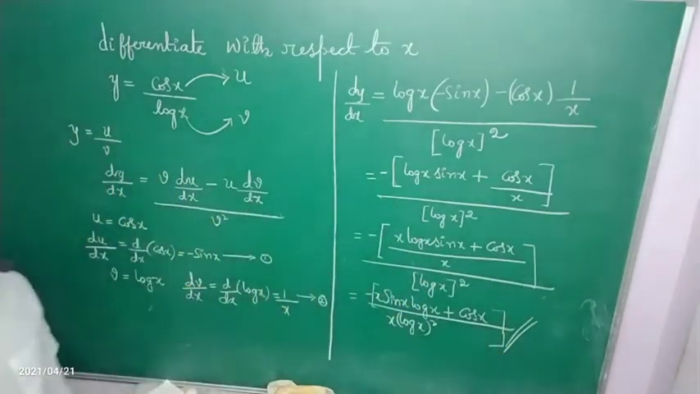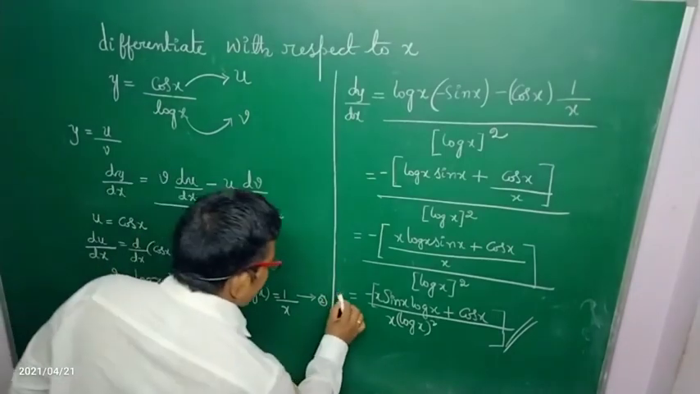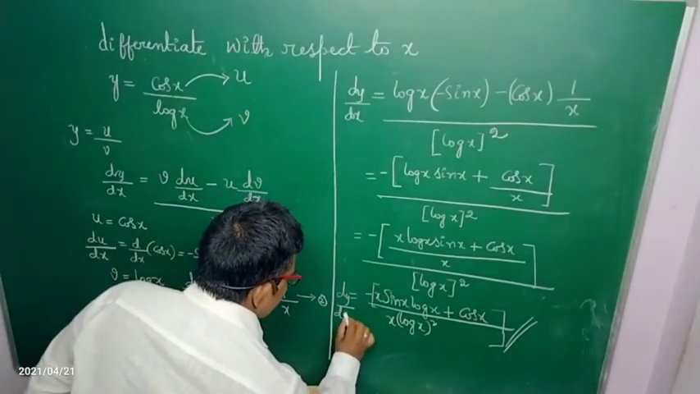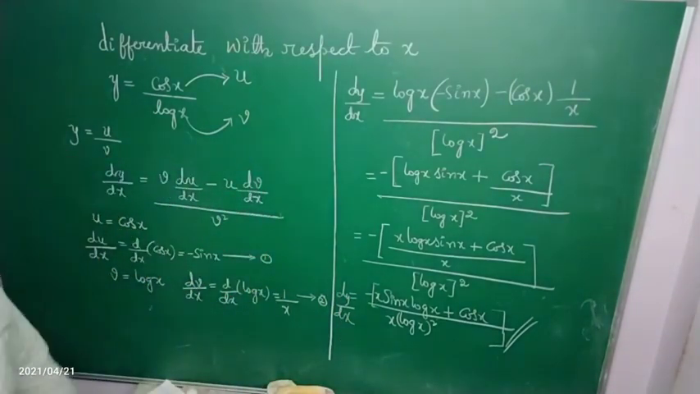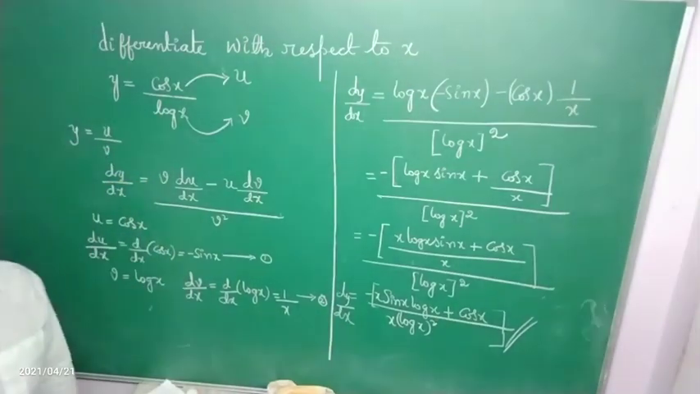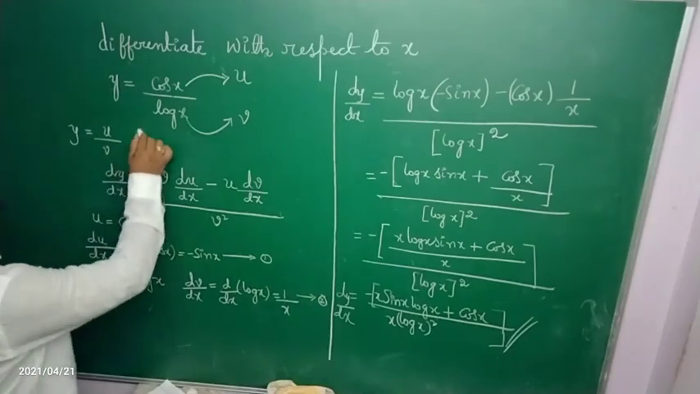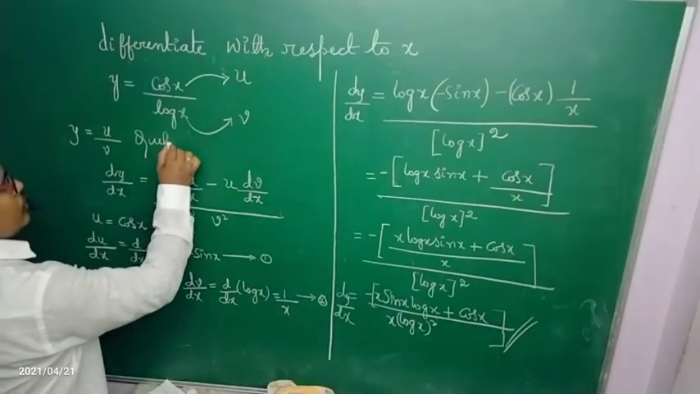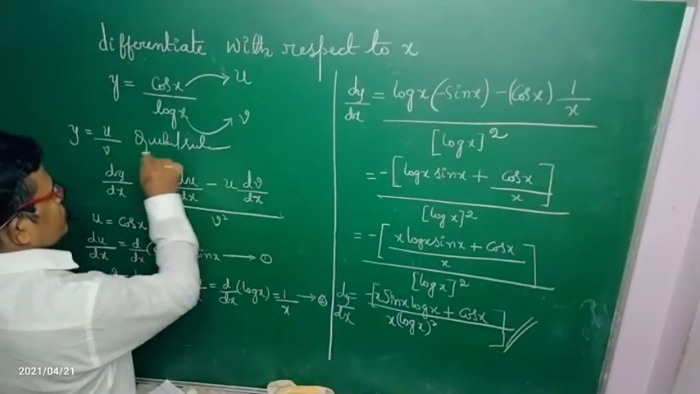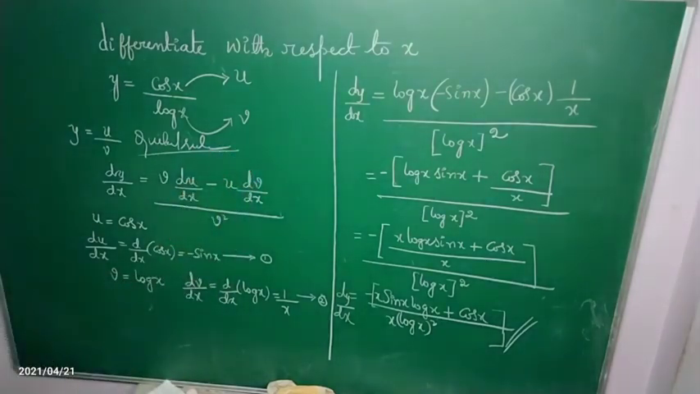This is your solution. So finally dy by dx equal to this. So this is your solution. That's all. Okay. And this is quotient rule. Okay. That's all.